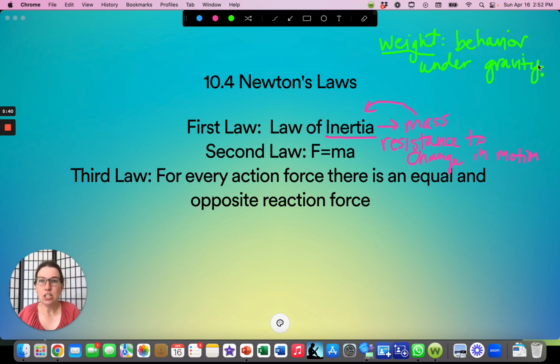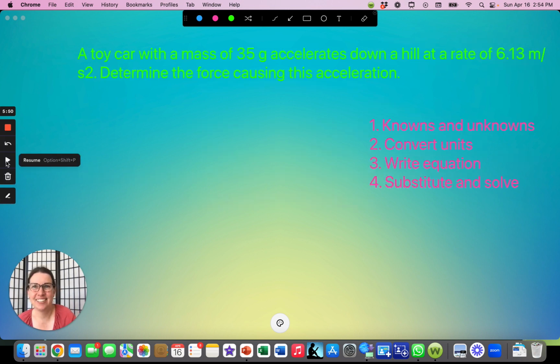All right, so now we're going to spend most of this video focusing on Newton's second law, which is force equals mass times acceleration, and I'm going to show you how to solve some problems along these lines. All right, so here's our first problem, and this is from your textbook in section 10.4. It says a car with a mass of 35 grams accelerates down a hill at a rate of 6.13 meters per second squared. Determine the force causing this acceleration.